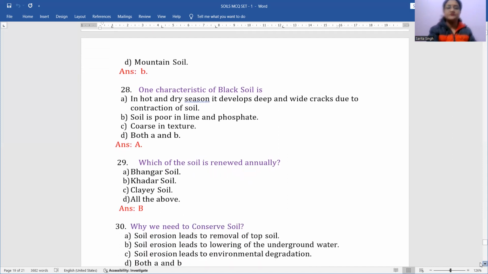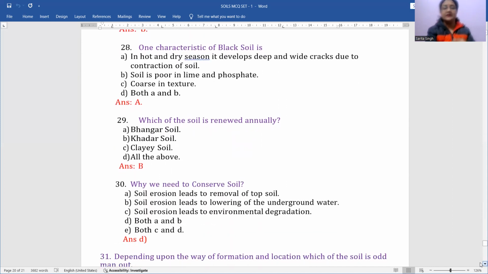Okay, next question. One characteristic of black soil is in hot and dry season, it develops deep and wide cracks due to contraction of soil. Number 2, soil is poor in lime and phosphate. Number 3, coarse in texture. And now D is both A and B. इसमें बच्चों एक जो option है, that is 100% correct, that is A.